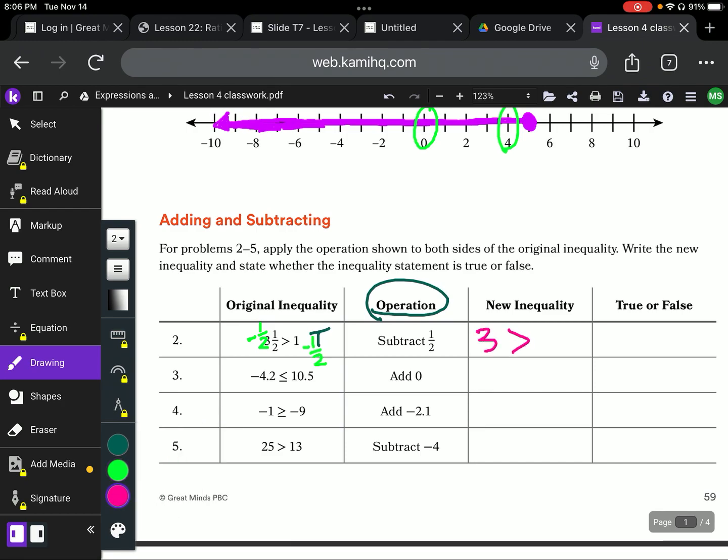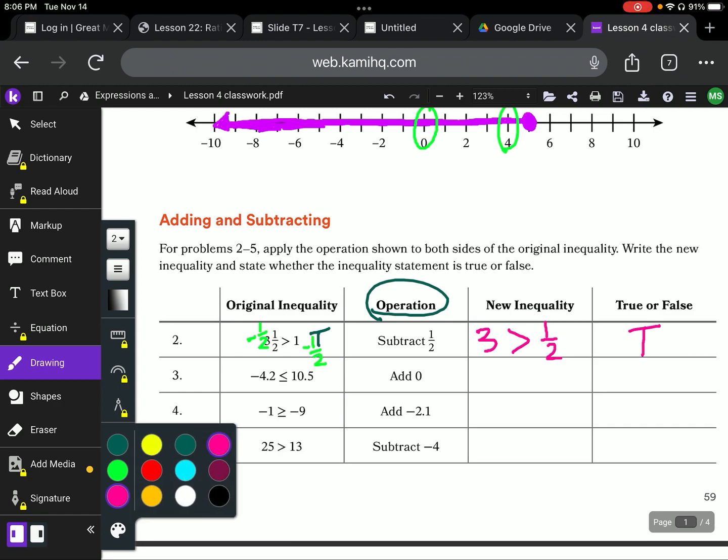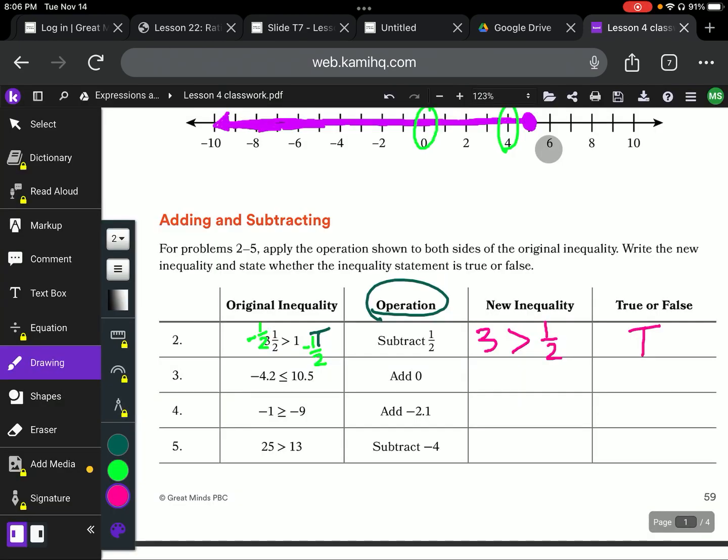Is 3 greater than, and 1 minus a half is a half. Is 3 greater than a half also true? Yes, it is. So this is what we're doing. We're doing this operation to every single one of these inequalities. So for number 3, we're adding 0. So what do you think? Obviously, nothing's going to change.